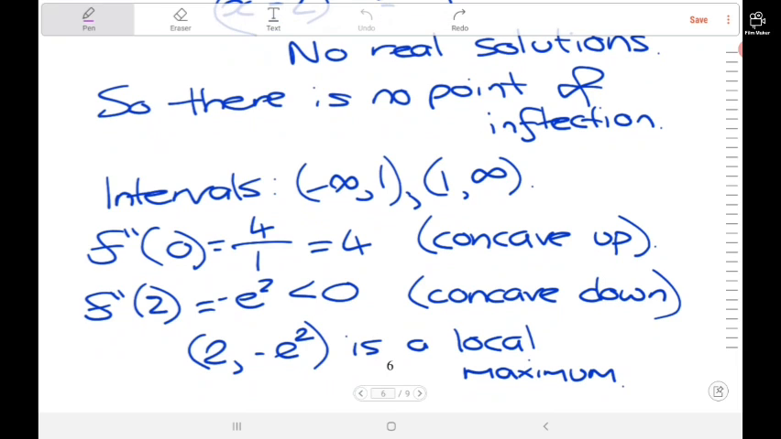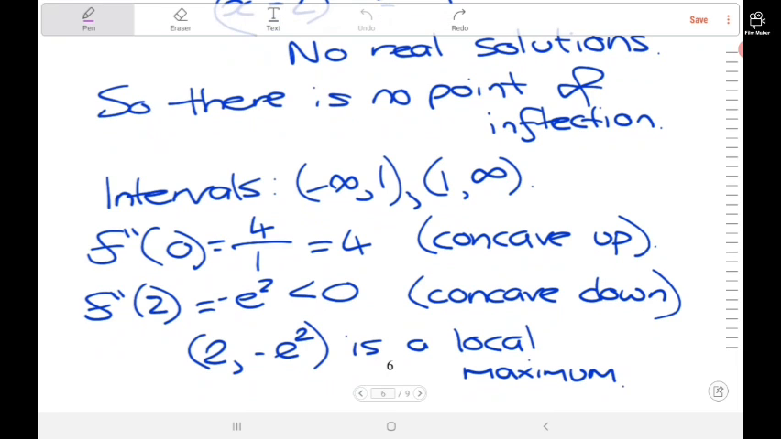If you calculate the second derivative at 0, which is the easiest point in negative infinity to 1, you get 4. That's positive, that means it's concave up. If we calculate it at 2, probably the easiest point in 1 to infinity, and also our critical point in particular, we get negative e squared, and we know that's negative, which means it's concave down, and that means our suspicion was correct. This point is a local maximum.